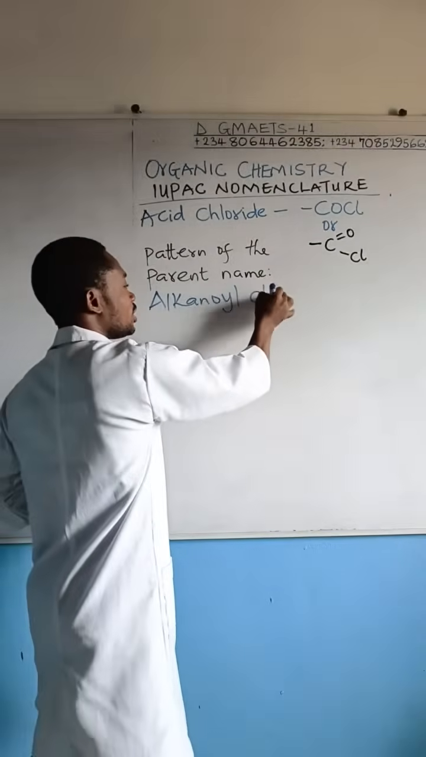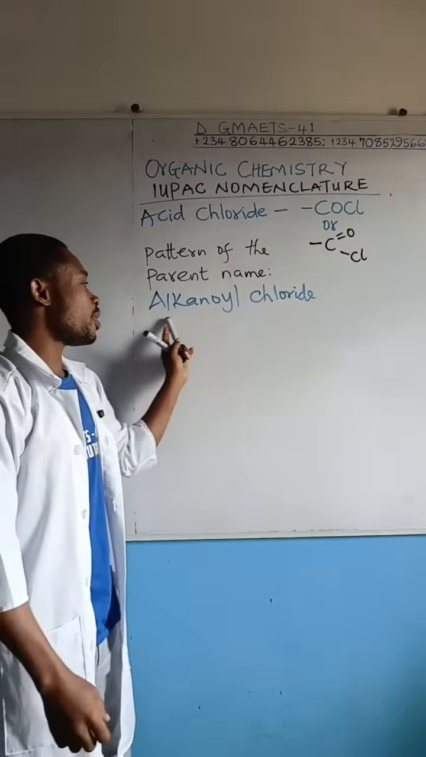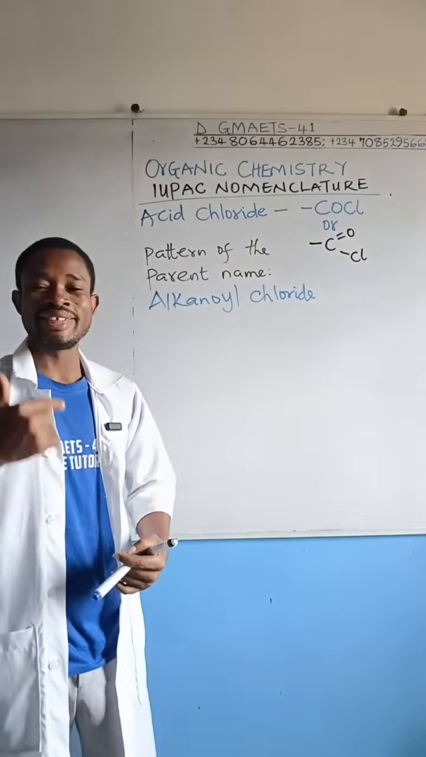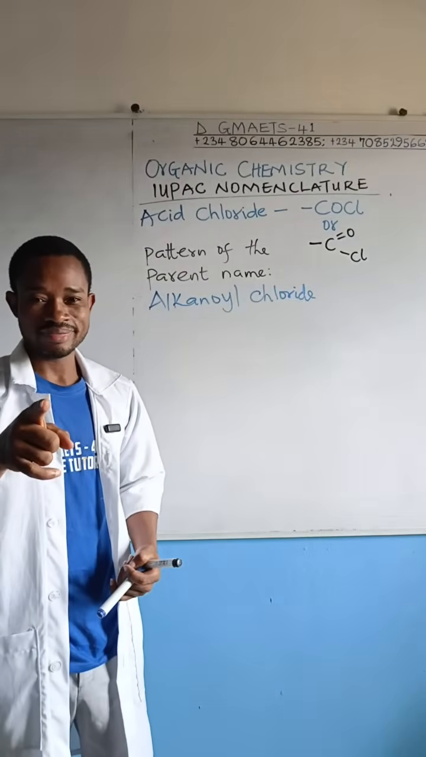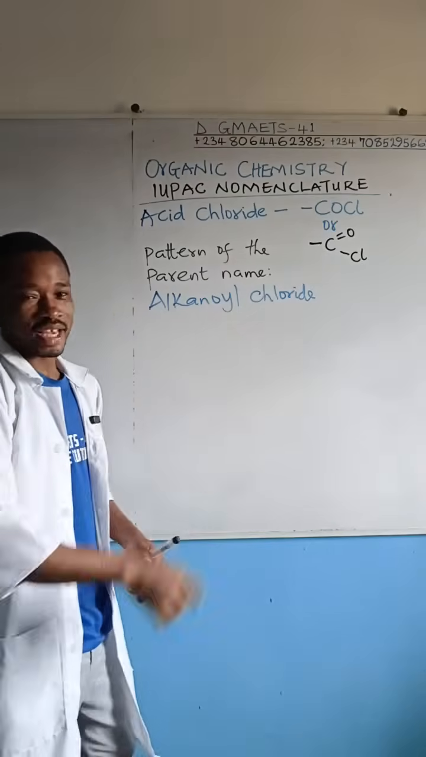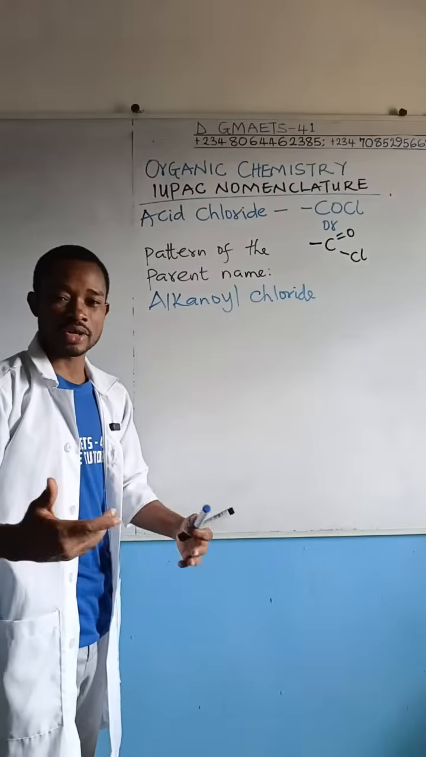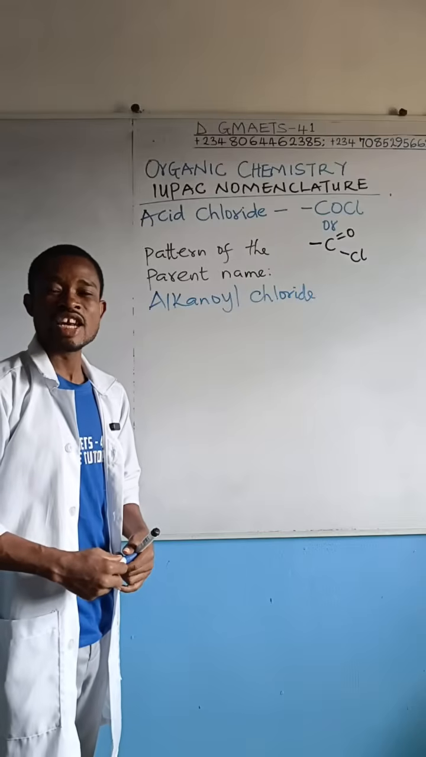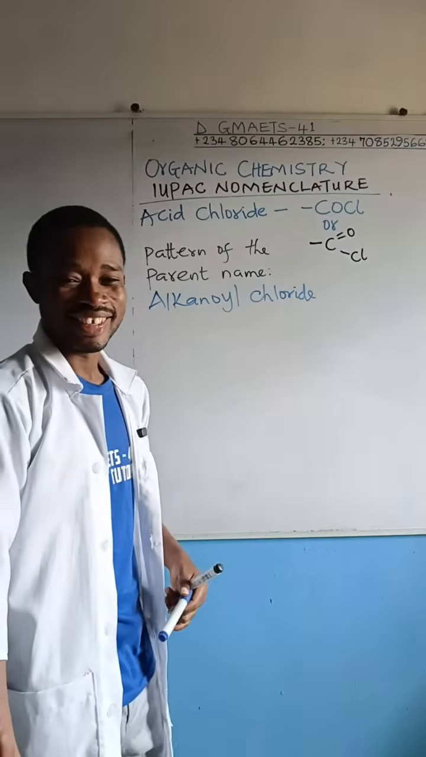Alkanoic chloride. However you are naming this, the parent name will be alkanoic chloride. So it has stuff like methanoic chloride, ethanoic chloride, propanoic chloride. Don't be annoyed though. All right, so that's it. Nonanoic chloride, decanoic chloride, right? Eicosanoic chloride. The twenty carbon atom chain is called what?